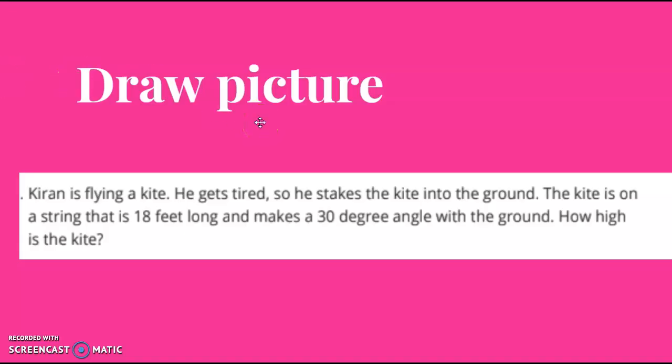Kieran is flying a kite. He gets tired, so he stakes the kite into the ground. The kite is on a string that is 18 feet long and makes a 30-degree angle with the ground. How high is the kite?